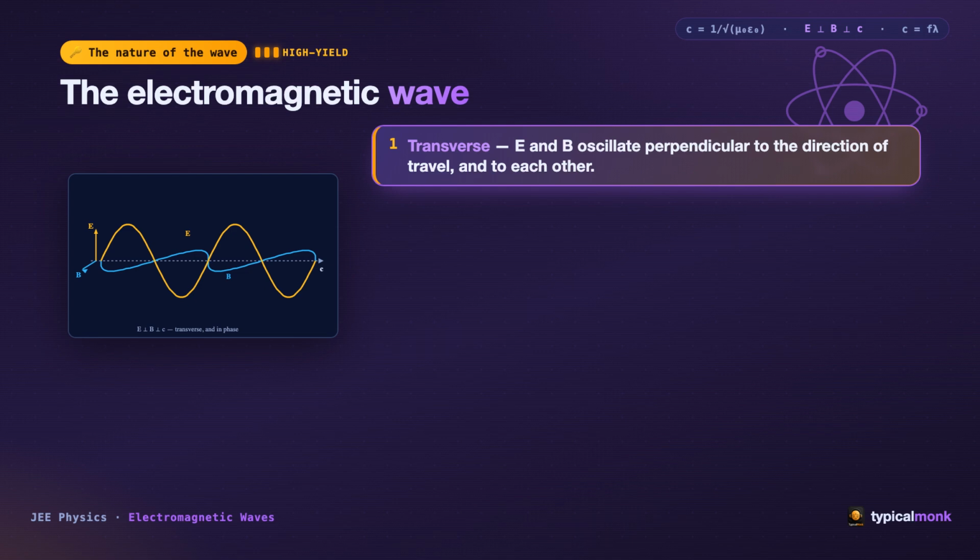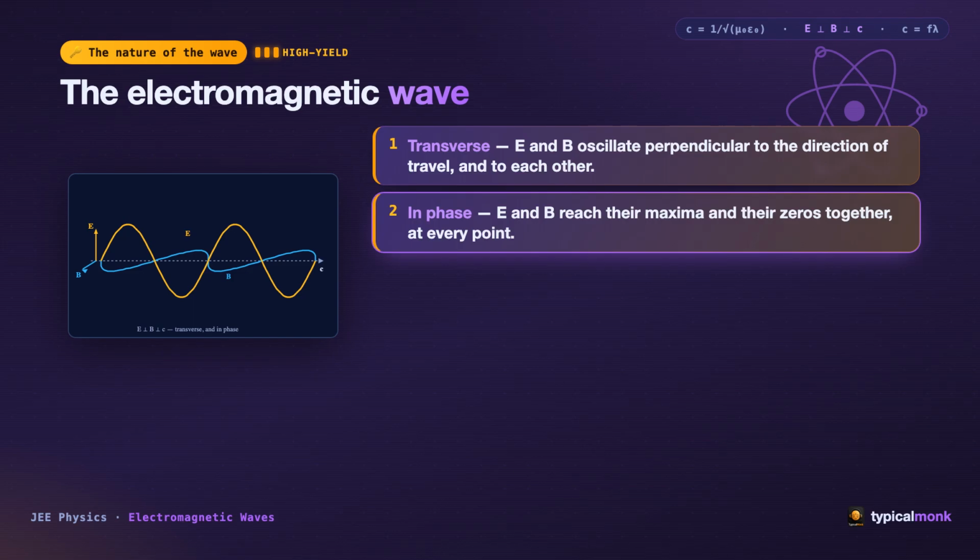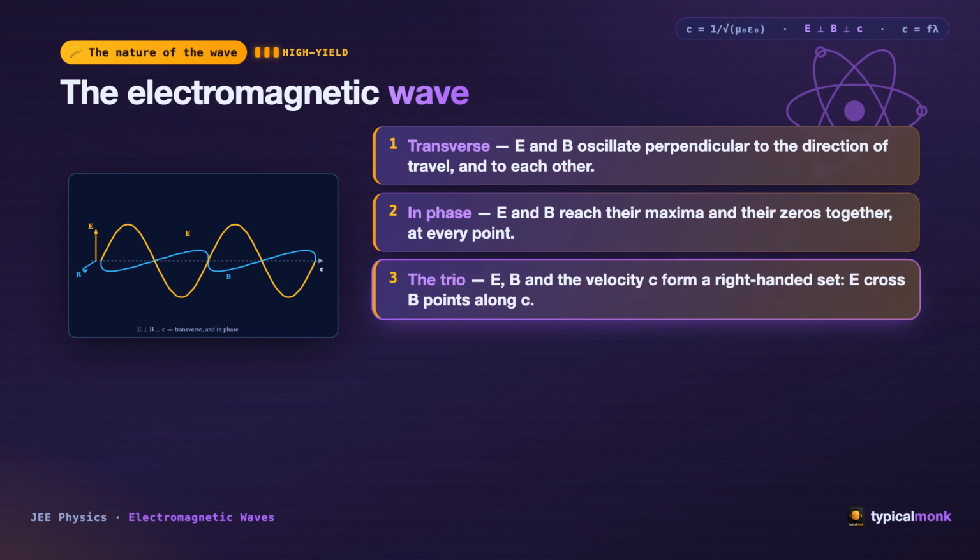Transverse. The electric field E and the magnetic field B both oscillate perpendicular to the direction of travel and perpendicular to each other. In phase, E and B reach their maxima and their zeros together at every point along the wave. The trio E, B, and the velocity c form a right-handed set. E cross B points along the direction c.